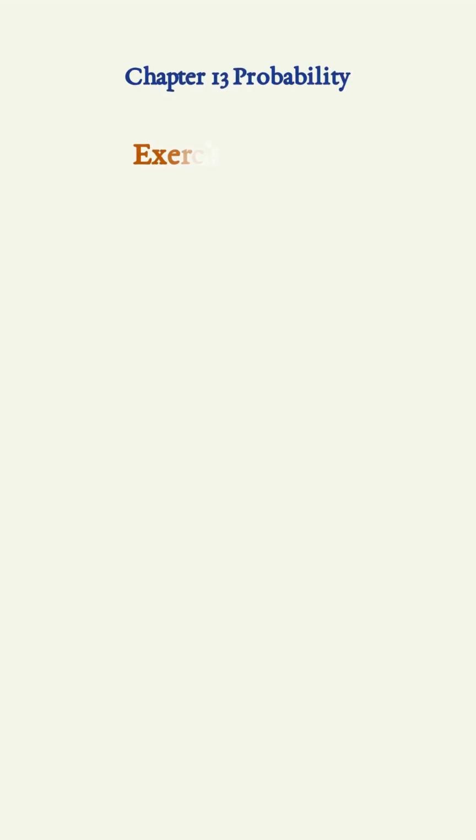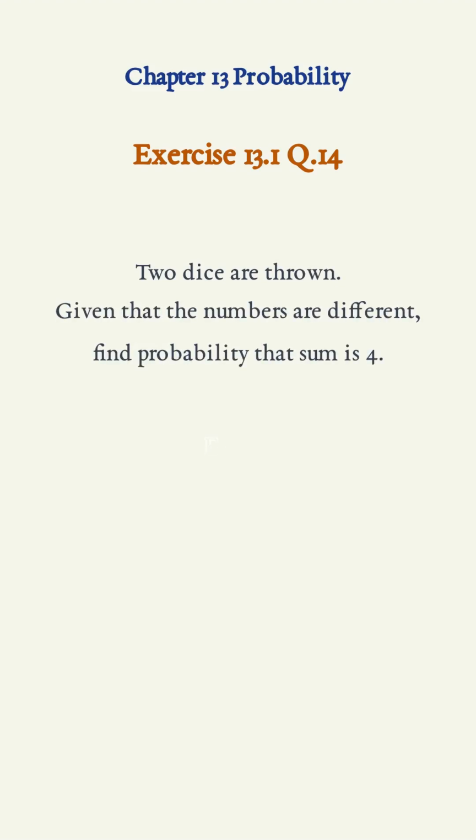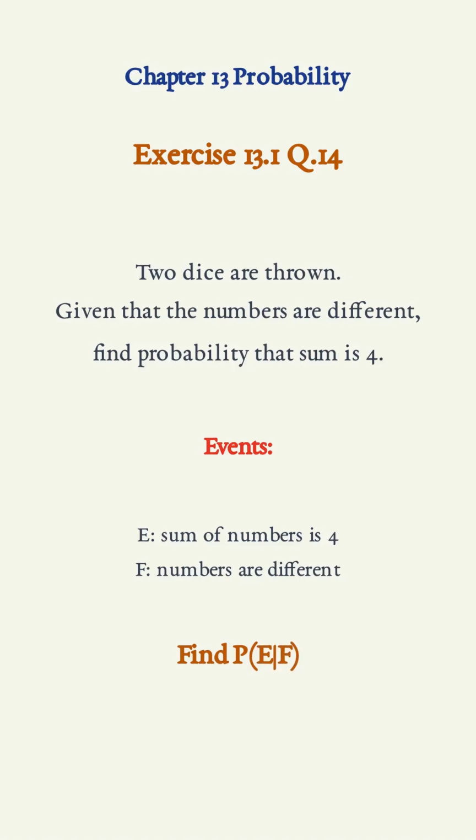Exercise 13.1, question 14. Two dice are thrown. Given that the numbers appearing are different, find the probability that the sum of numbers on the dice is 4. We need to find P of E given F.